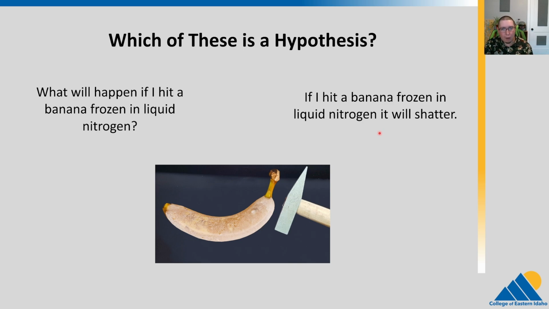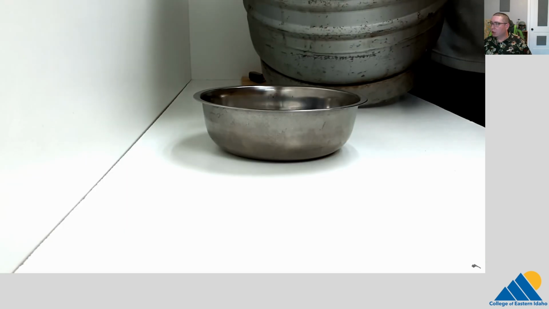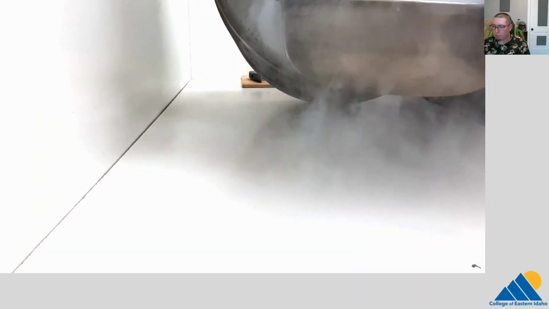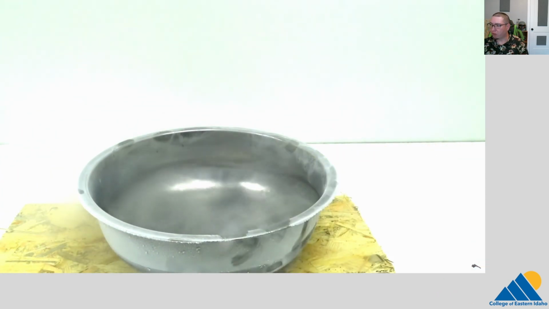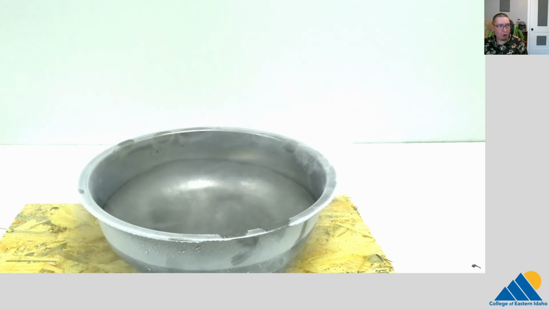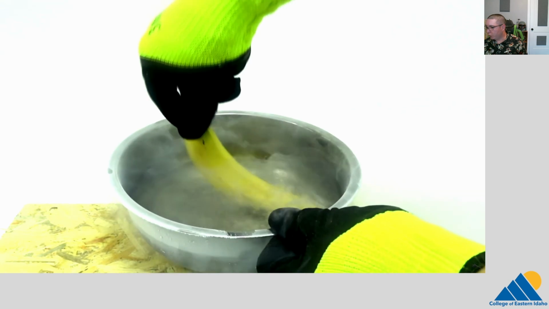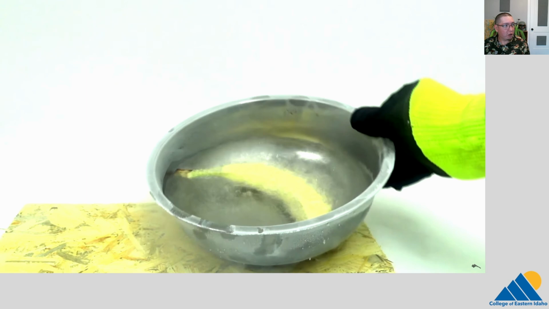So now that we've set up that hypothesis, we have to test it. Unfortunately, I don't have any liquid nitrogen here, so I'm going to pull up a YouTube video of somebody testing this hypothesis for us. Obviously this is someone that has liquid nitrogen on hand. Difficult to store, dangerous to work with, although interesting. So we have our liquid nitrogen here. We have a banana that we're going to stick in the liquid nitrogen. And as you can suspect, liquid nitrogen is very, very cold.